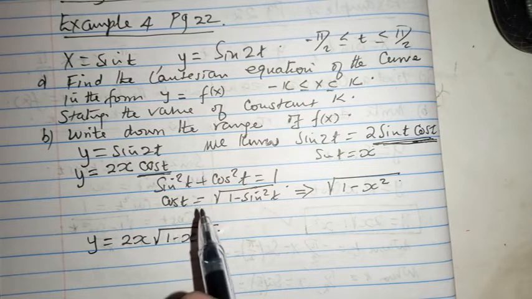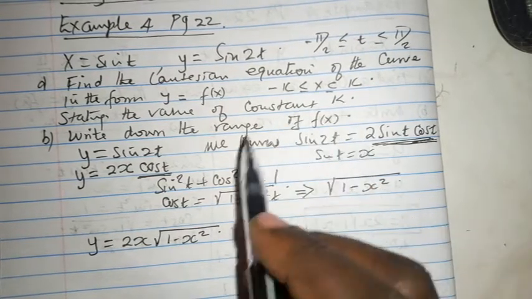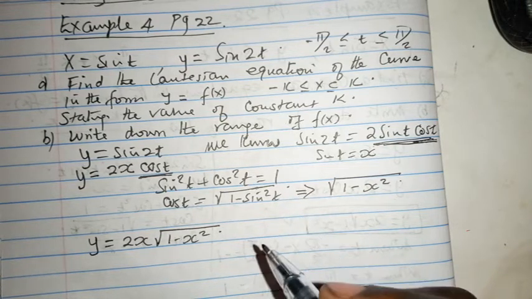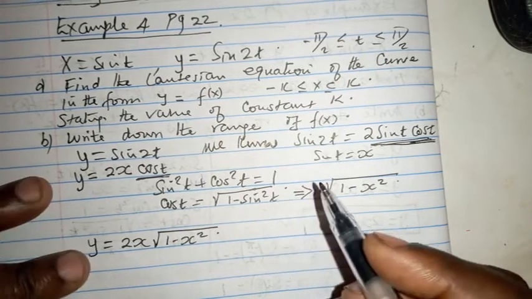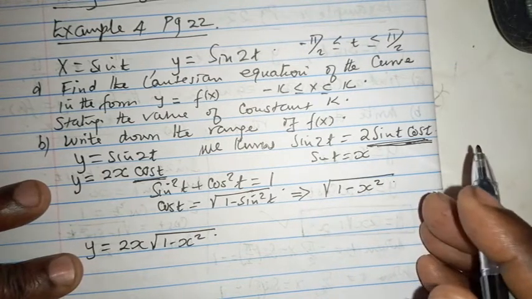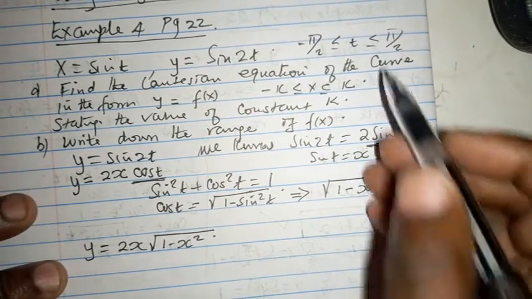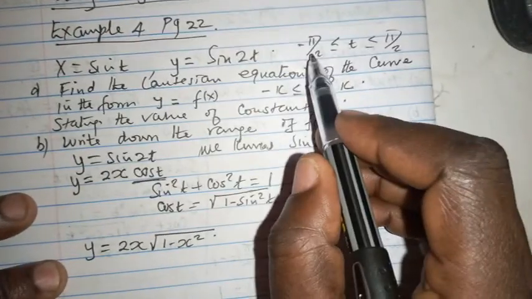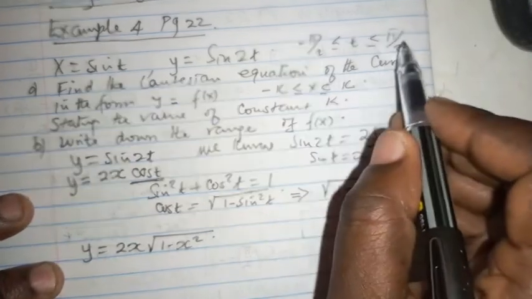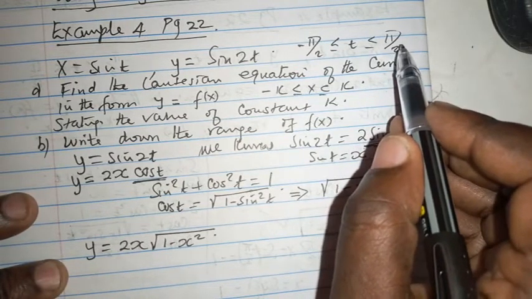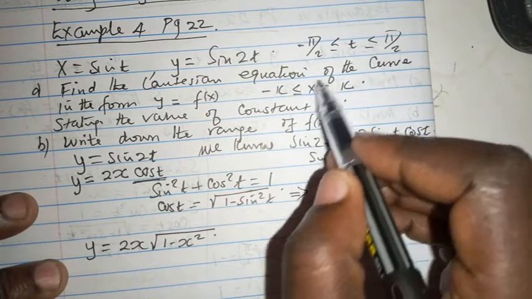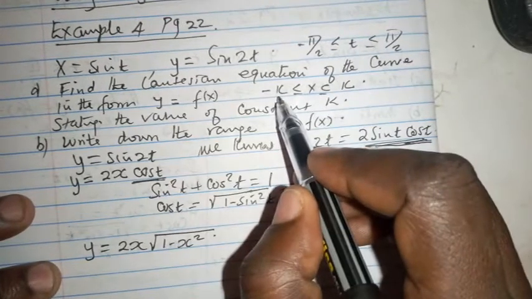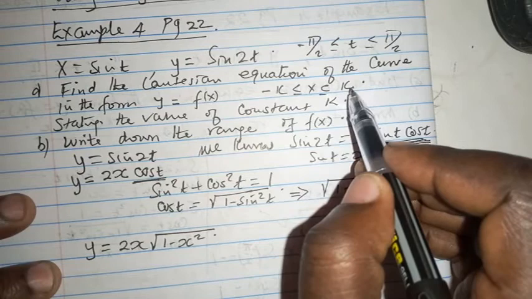But in the same question, we need to state the value of k. And of course, we are not going to just push away the t, because for us to get k, we must consider the lowest value of t and the highest value of t, because they are the ones that are going to make us realize the lowest value of k and the highest value of k.